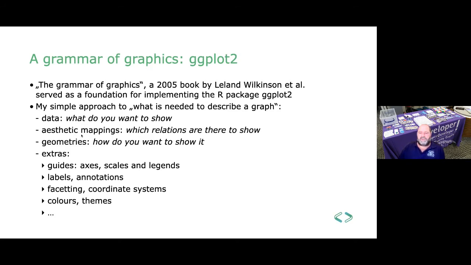Then you have something called aesthetic mappings, which basically says which relations are there to show. That boils down to what do you want on the x-axis, what do you want on the y-axis. Then you have the geometries, how you want to show it. So do you want a scatter plot, a line graph or a bar chart or whatever. And then you have lots of extras, like you can play around with the axes, with scales, you can add a legend and labels, do faceting and use different coordinate systems, colors, themes, you name it, it's possible.